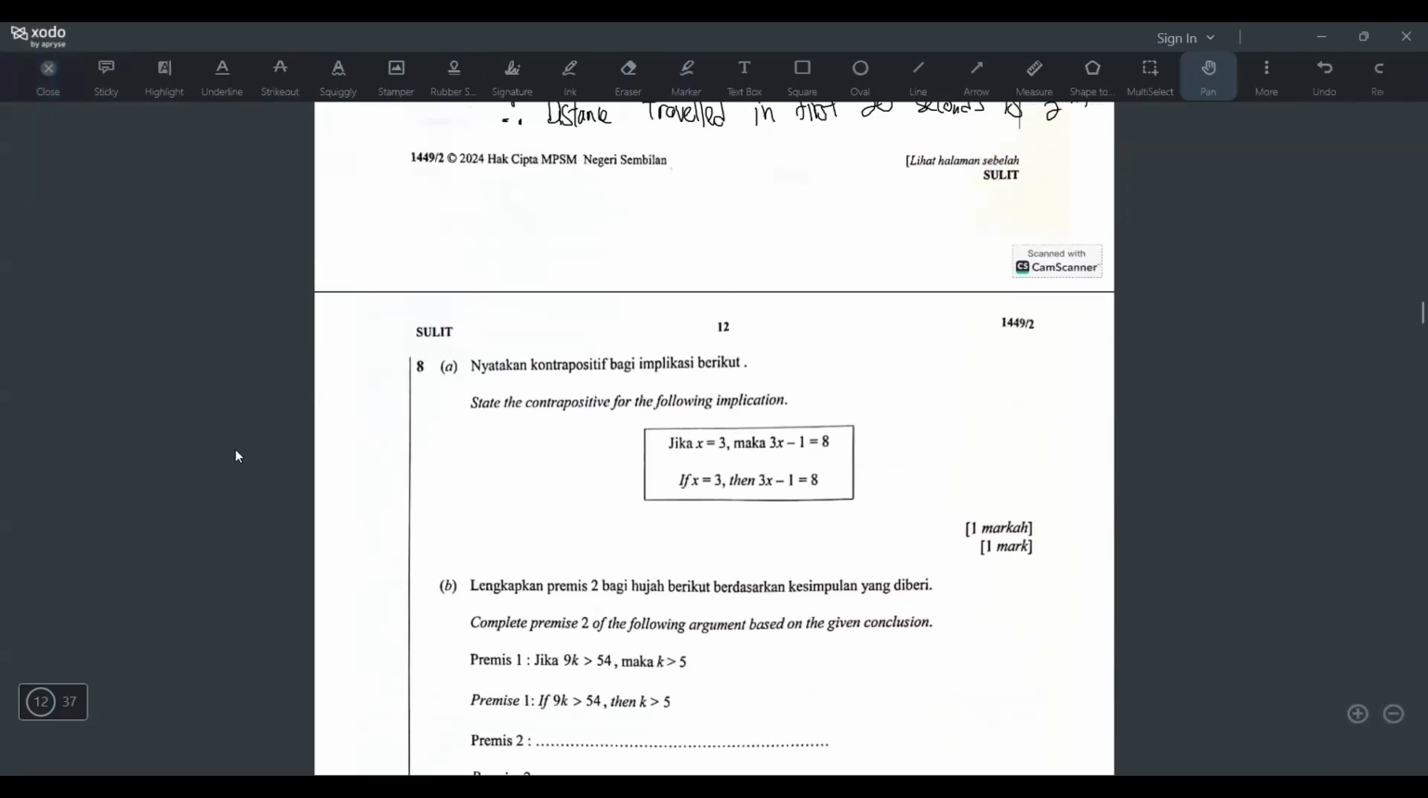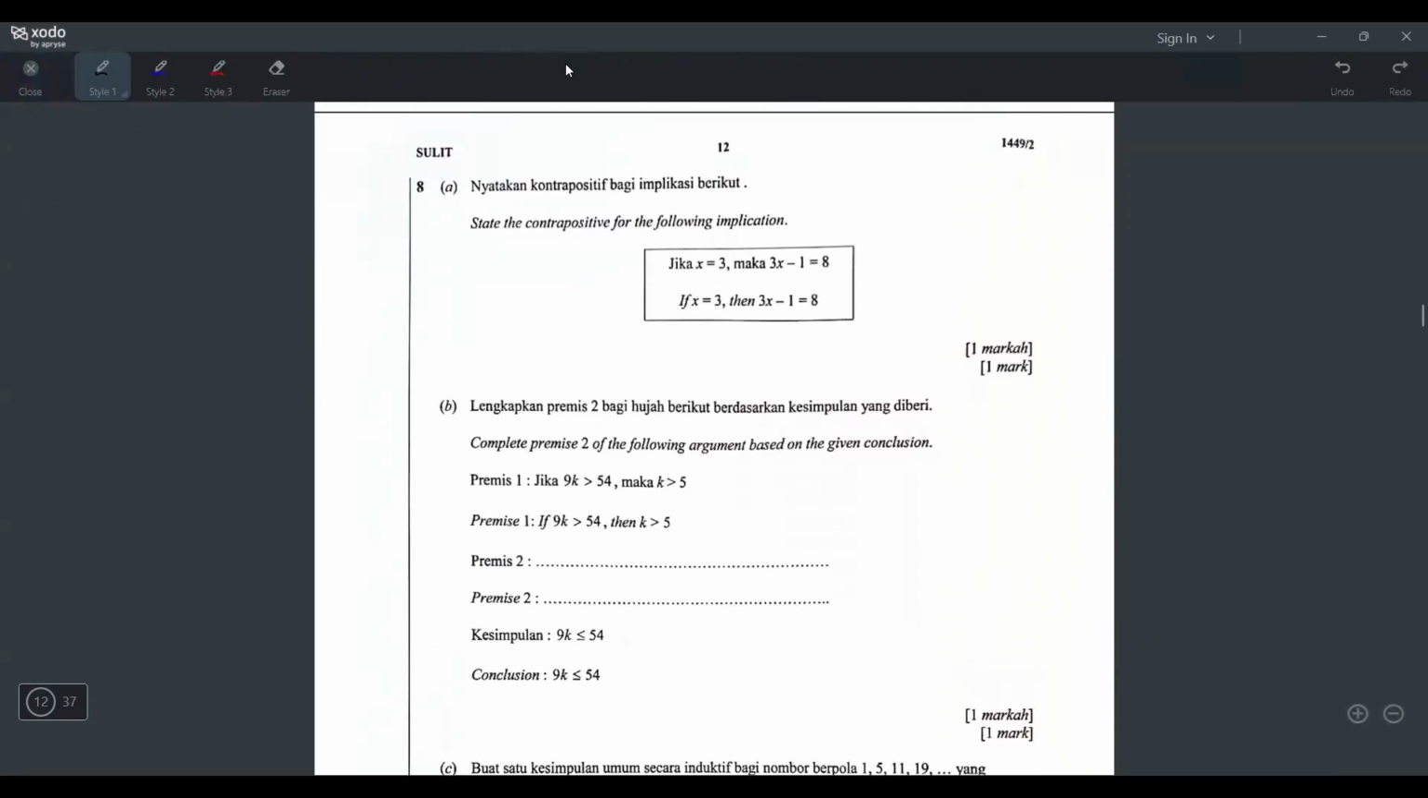Before I start, let's talk about contrapositive. If they give you an implication, you need to know the format. It will be if P then Q. This is the format to write an implication. If P then Q. And there are some extra things you need to know here. P, sometimes we will call it the antecedent. In bahasa Melayu, antejadian.